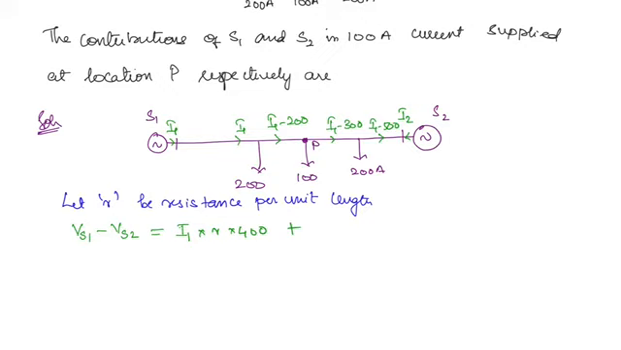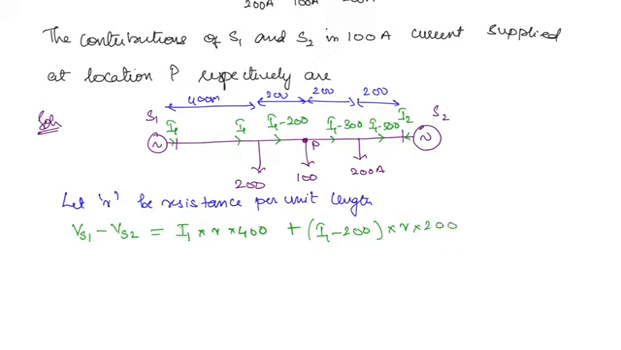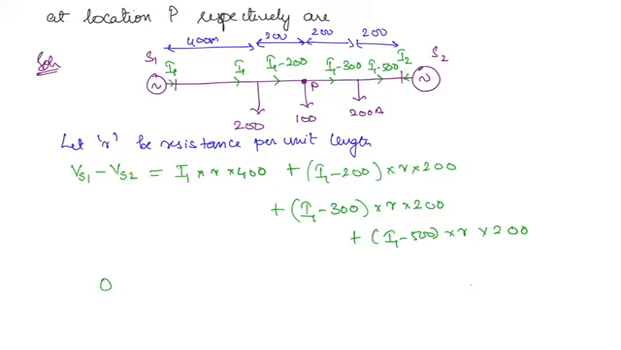You can in fact write these lengths here: this is also given as 200 and this is also 200. So here you get I1 minus 200 into R into 200. Similarly, the voltage drop across the next section is I1 minus 300 into R into 200. The voltage drop across the last branch is I1 minus 500 into R into 200. Now Vs1 minus Vs2 is 0, since the magnitudes are equal and the phases are also equal.